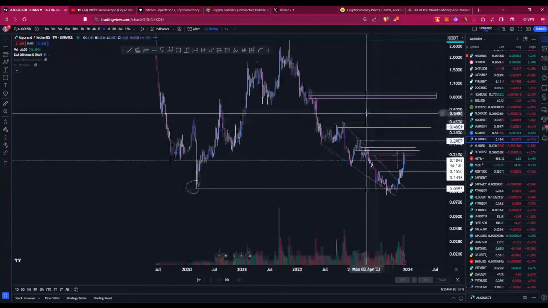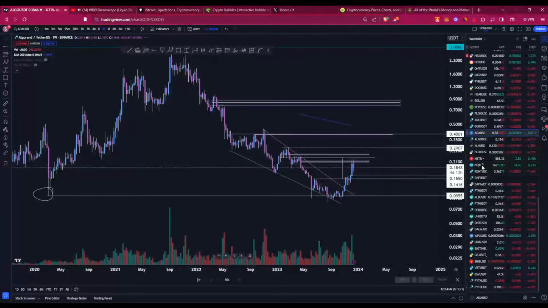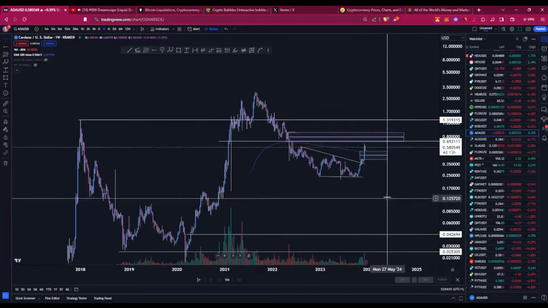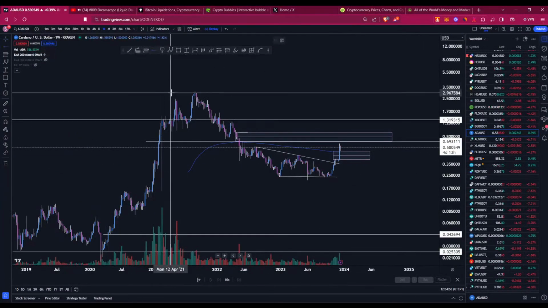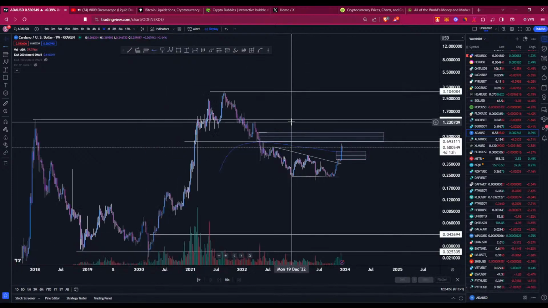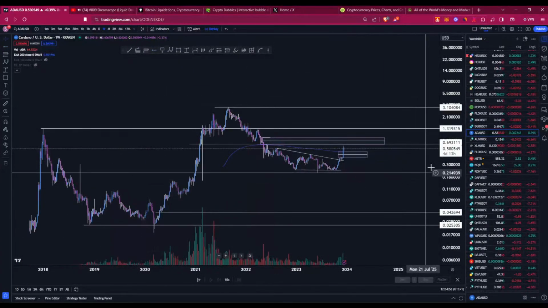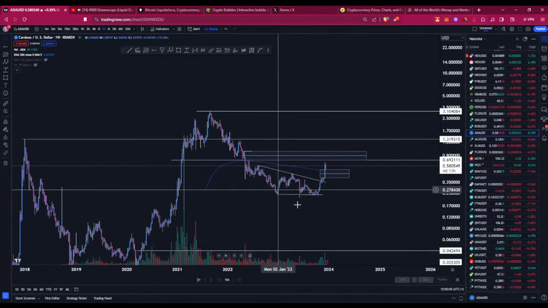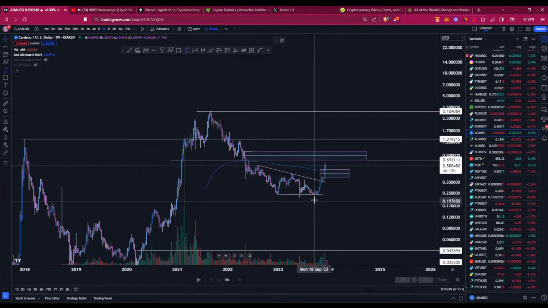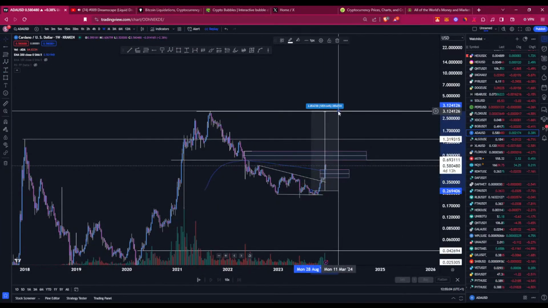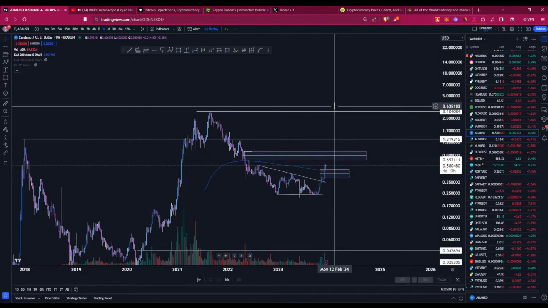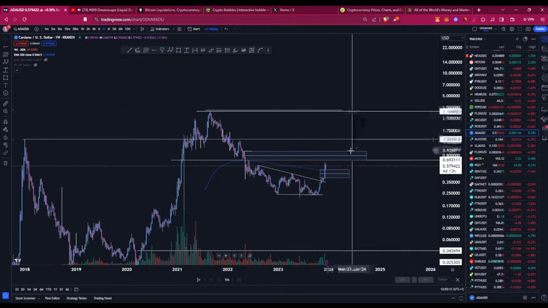So yeah, why am I at Algorand? Can Cardano break all-time highs? I believe yes. I believe it can. Even if you bought down here and it's not going to break all-time highs, you had a 10x. In which market today can you make a 10x? It's not that easy, you know.